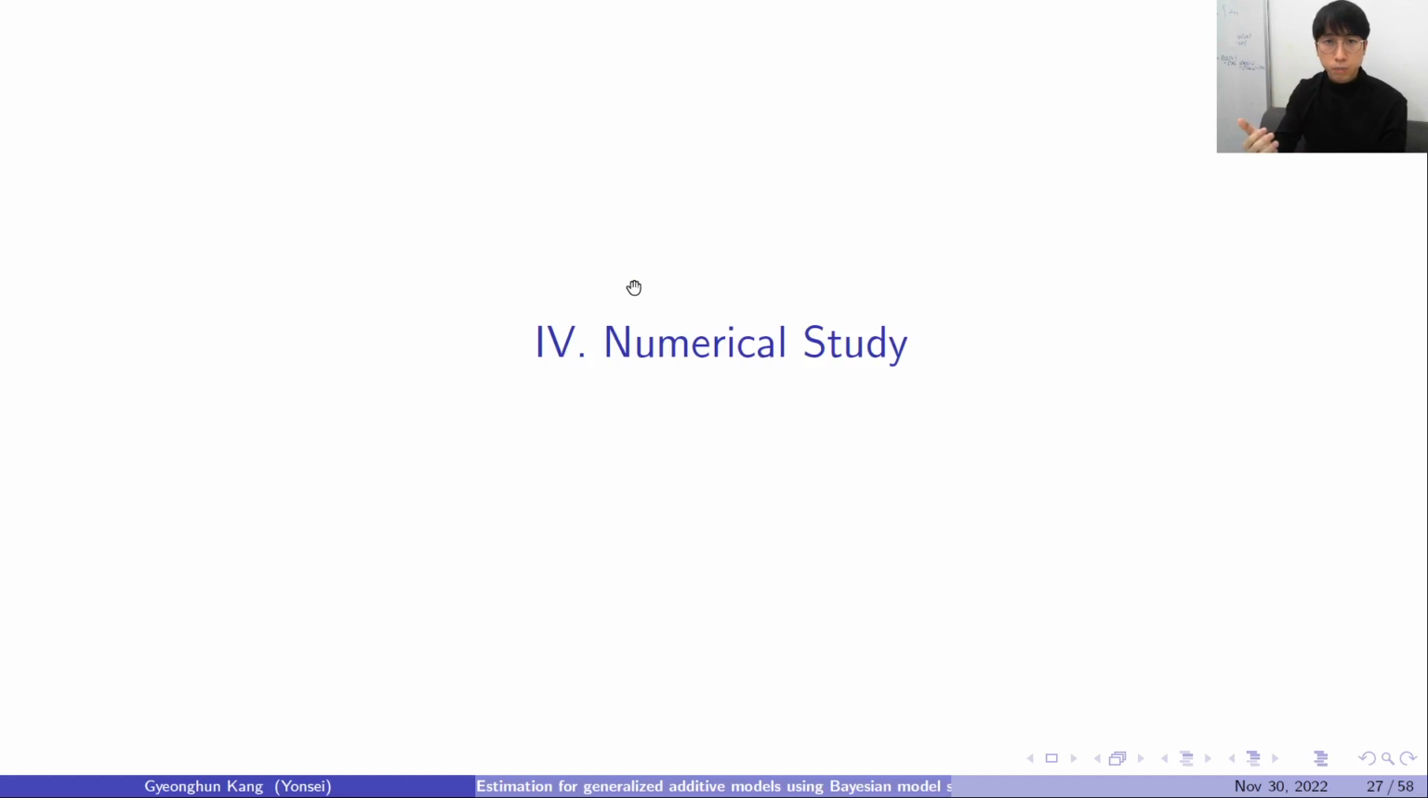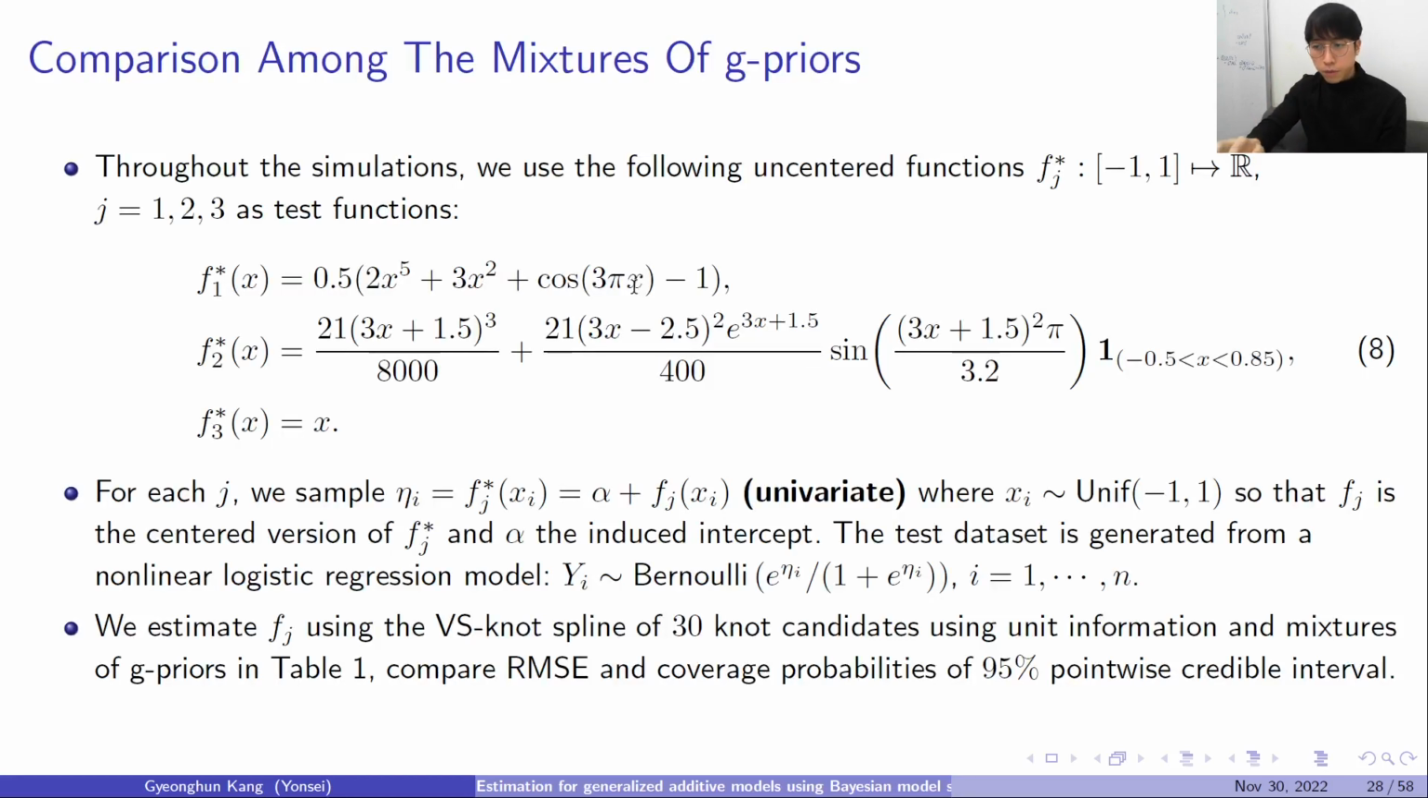So this leads us to the numerical study. We're using three functions here, and we are running a univariate model to better discern the effect of mixtures of these priors, and we are using Bernoulli models, right?